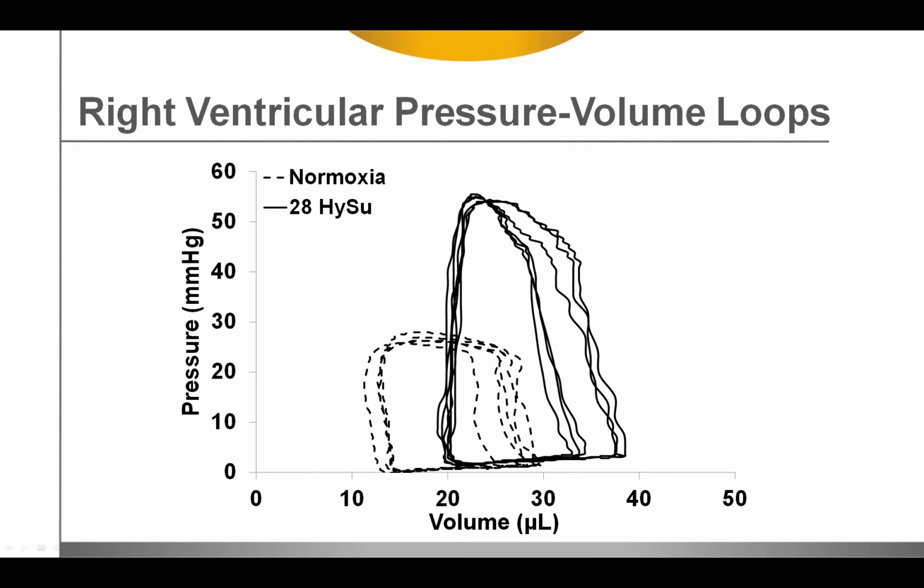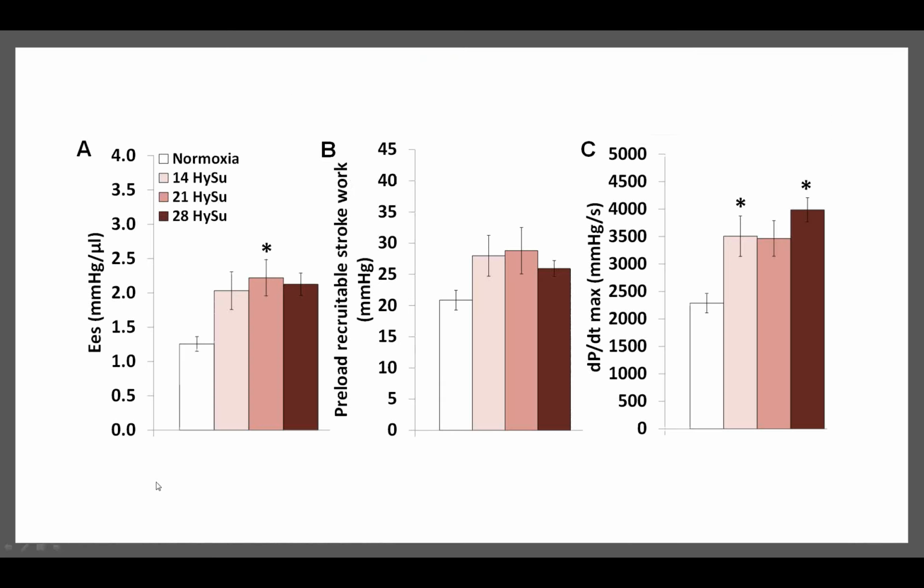So here's a classic PV loop that you have seen several times today. The dotted lines, the smaller loops, are the normal right ventricular PV loops in these mice. After 28 days of hypoxia, they have some significant increases in pressure, and you can see the loop is shifted to the right, again showing greater end diastolic and systolic volumes versus normal.